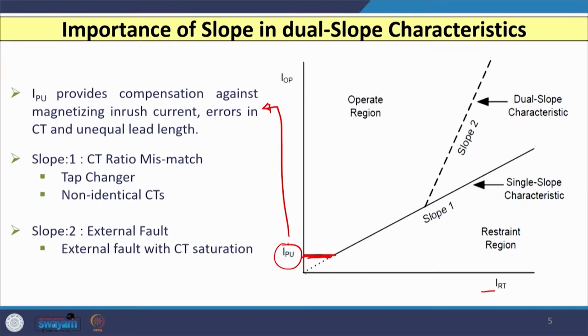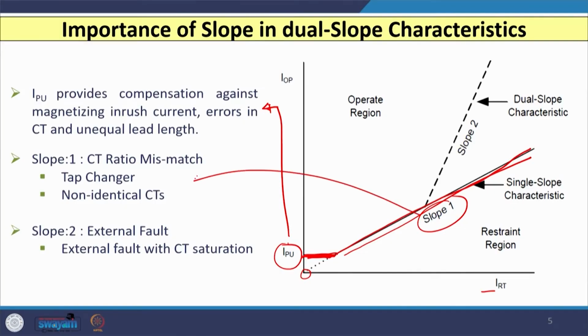So, instead of starting from origin, this graph is also going to start at some value. Then the second is slope 1. So, here I have considered slope 1, and if I use only this characteristic, then this is the single slope characteristic of digital differential relay, and this slope 1 is required to avoid CT ratio mismatch, because as I told you, the CTs on both sides of the transformer winding are different, they have different CT ratio.